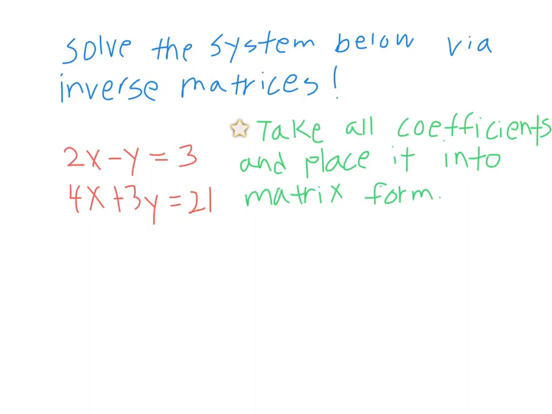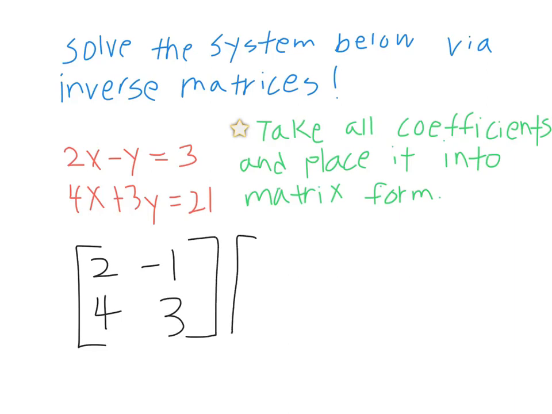Solve the system below via inverse matrices. Okay, so first we have to take all the coefficients and place it into matrix form. So you bring down the 2, and there's a negative 1 in negative y, so you bring down the negative 1, and it will be 4 from the second equation, and then 3. And you multiply that to x and y, and you set it equal to the answer, which is 3 and 21.